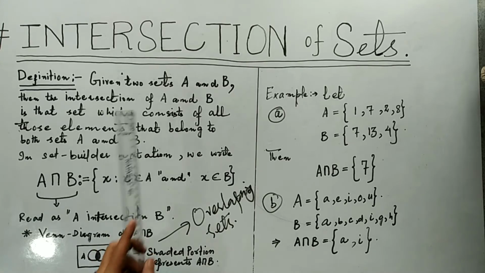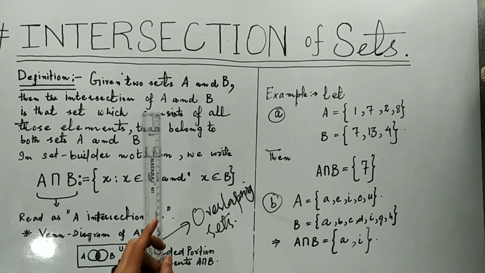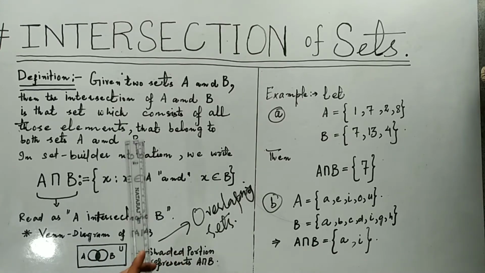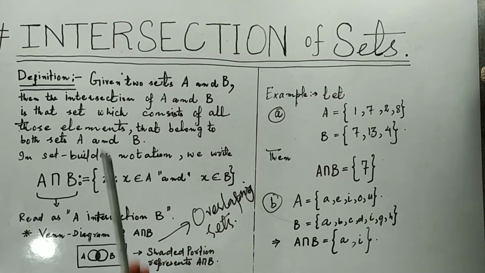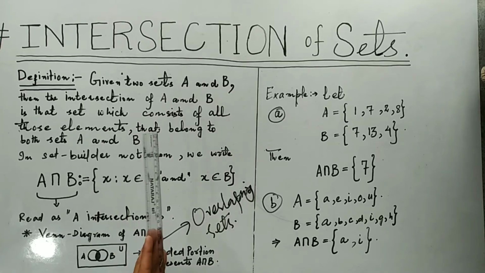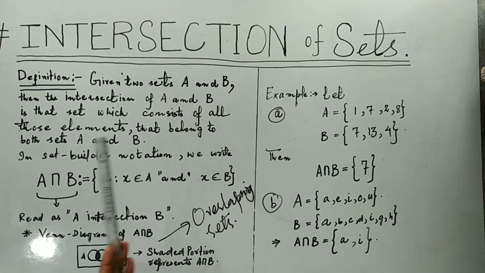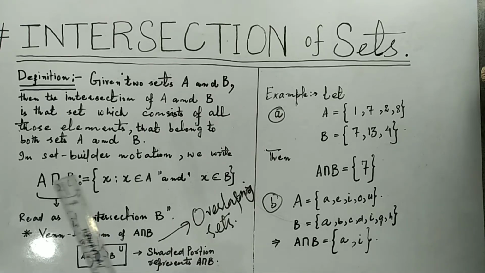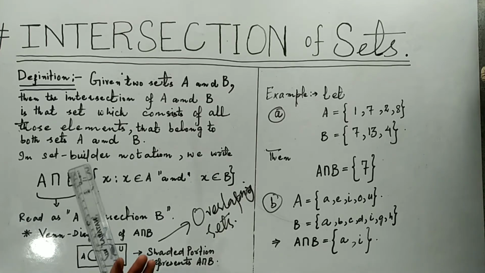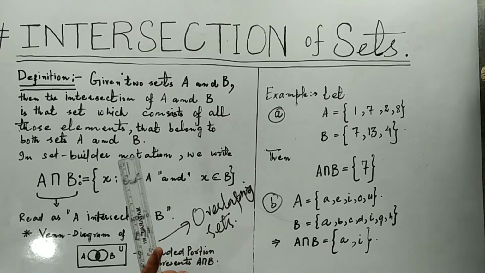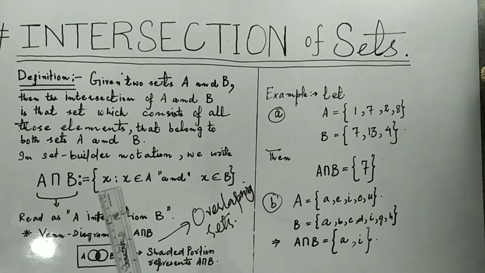This definition tells me that if I have two sets, then their intersection will have those elements which belong to both of those sets. Meaning, in our intersection will come those elements which belong to both the sets A and B. It will not contain those elements which belong to just one of the sets.